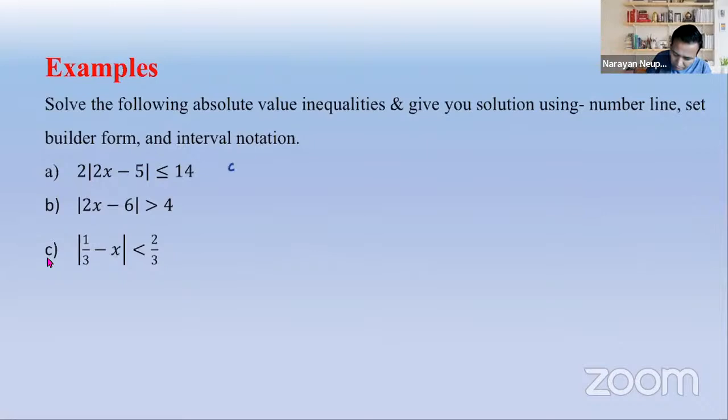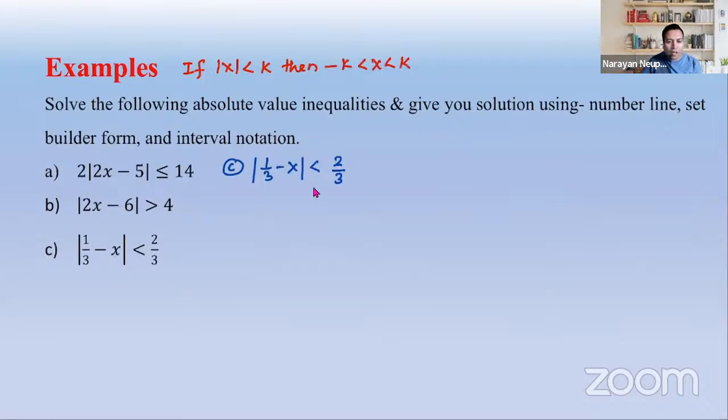So part C, we have a fraction 1/3 minus x inside the absolute value is less than 2/3. So this is the less than, right? If you remember the definition, if the absolute value of x is less than k, then we have negative k is less than x is less than k. So we have to use the proper definition. Because there is a less than, we are going to use that definition. So always remember to use the correct definition while solving the absolute value inequality.